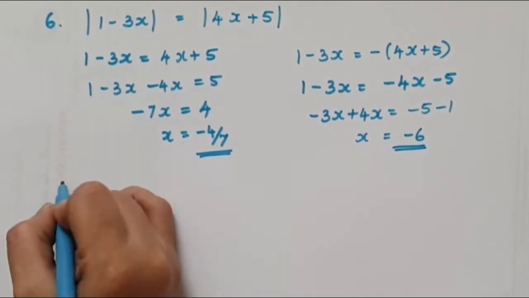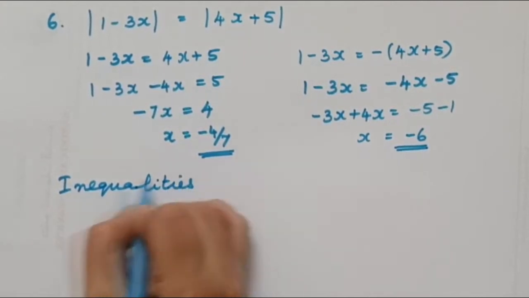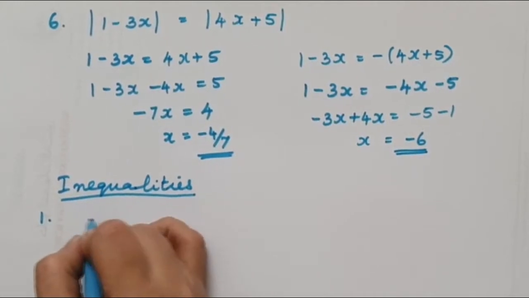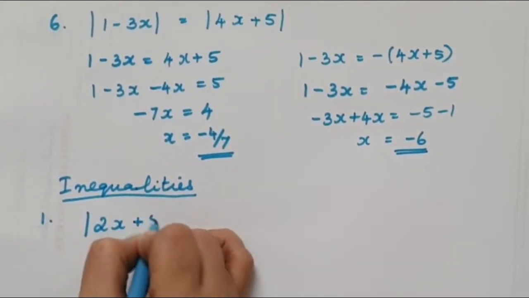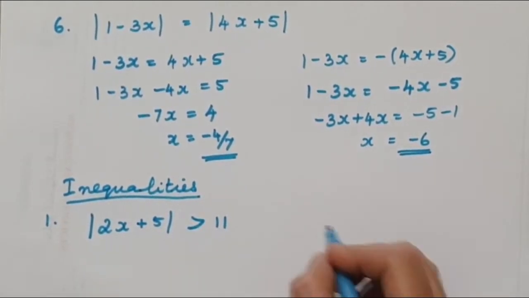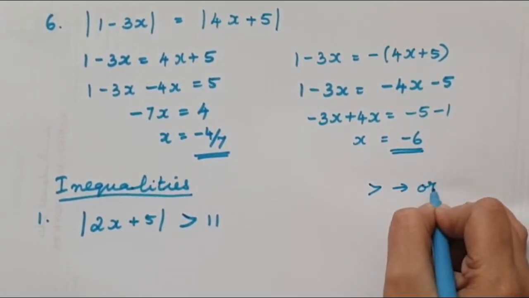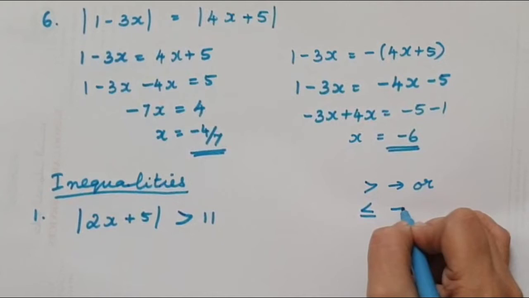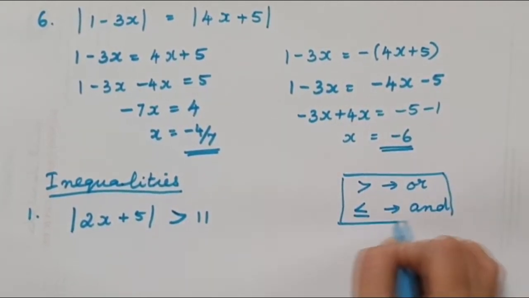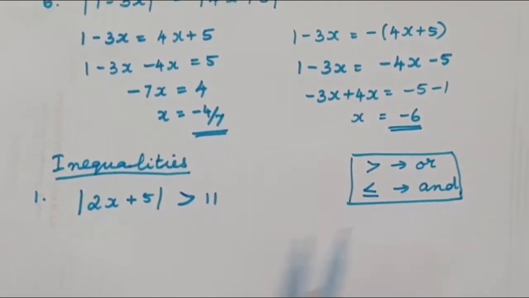Now we'll see how to solve the inequalities. In order to solve the inequality, the basic number one is simple. As usual, we do it as 2x plus 5 is greater than 11. When we are solving the inequalities, we have to be very careful in writing out. When it is greater, we have to write it as or in between. When it is less than or equal to, we write it as and. Now this is greater, so we write an or.